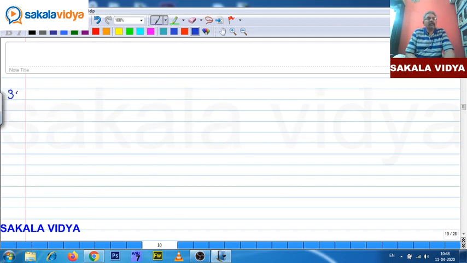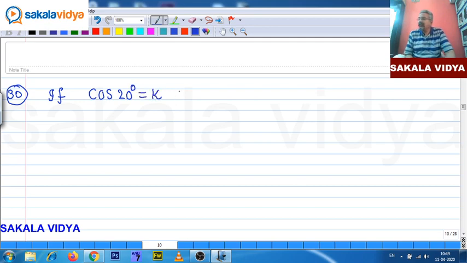So now the 30th problem. If cos 20 degrees equals k and cos x equals 2k square minus 1.